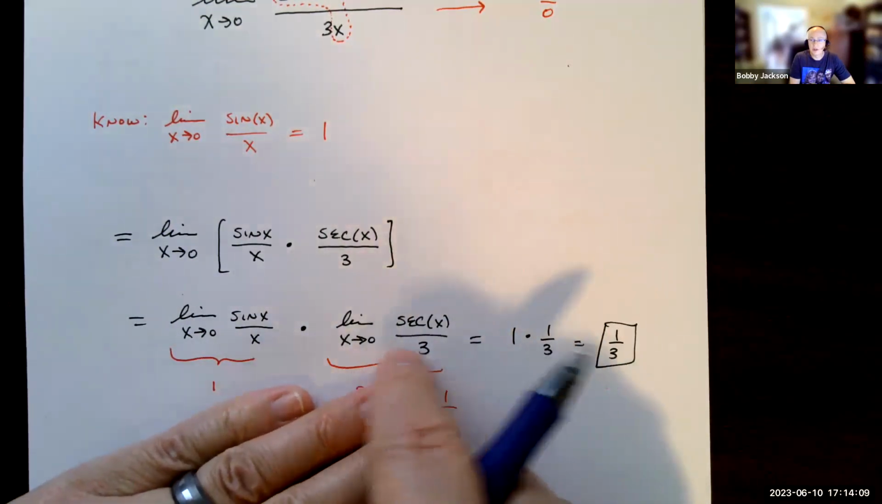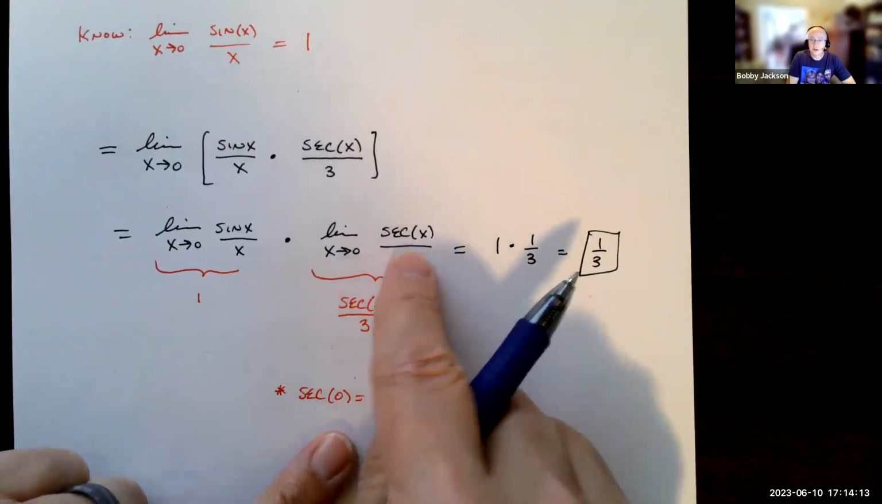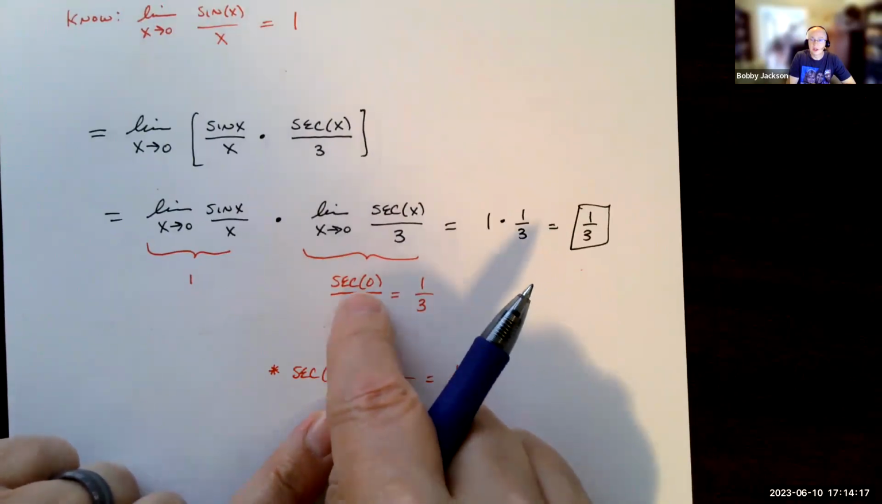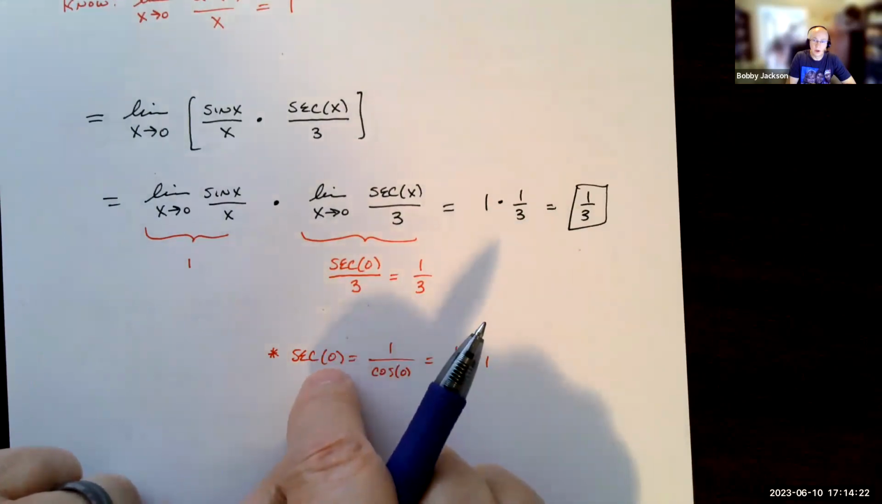What about this one? What's the limit as x approaches 0 of secant x over 3? Well, this function is continuous at 0. If I plug in directly, I get secant 0 divided by 3. Secant of 0 is 1. I get 1/3. Why is secant 0 1, by the way?